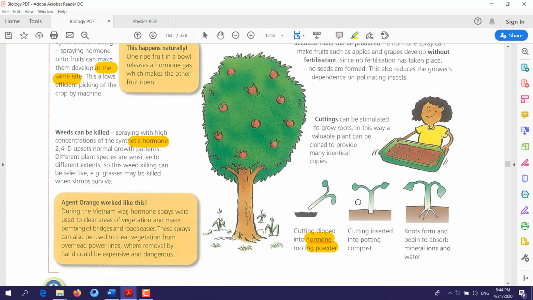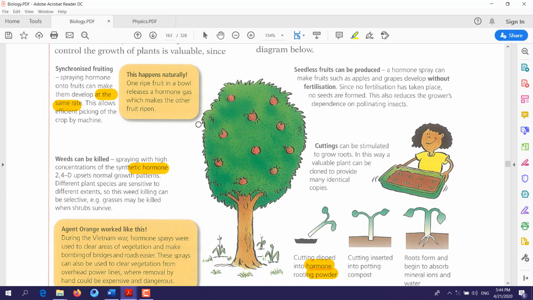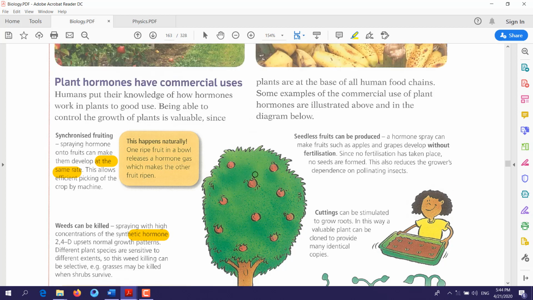Here they took a part of a plant. This is a way of reproduction. We call this asexual reproduction, where just a part of a plant will grow, make roots, and then make a new plant. But this process happens with the help of specific hormones. These hormones make this process faster. So these were just some examples of the commercial uses of hormones.